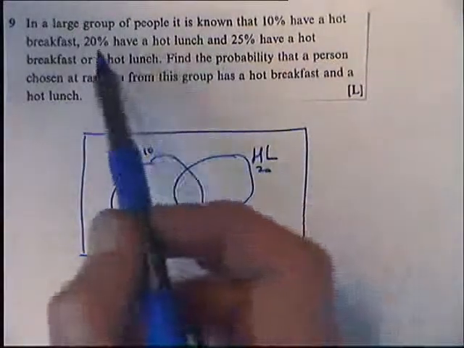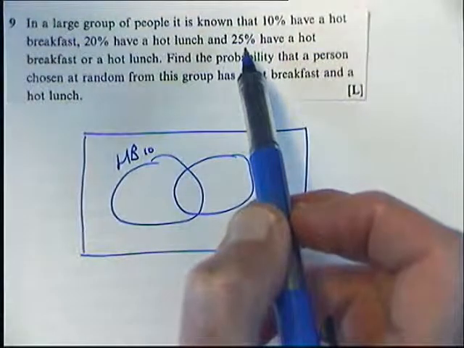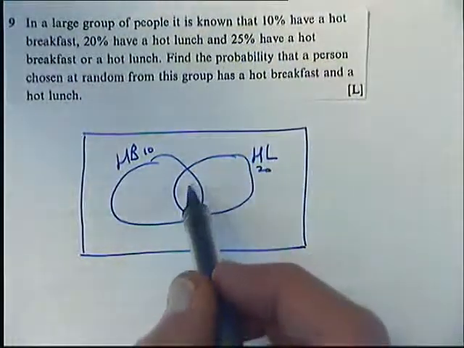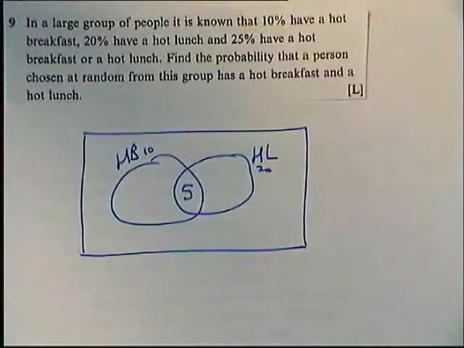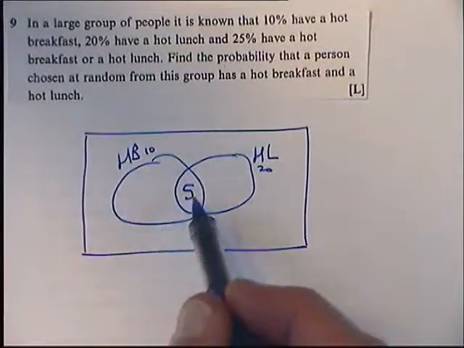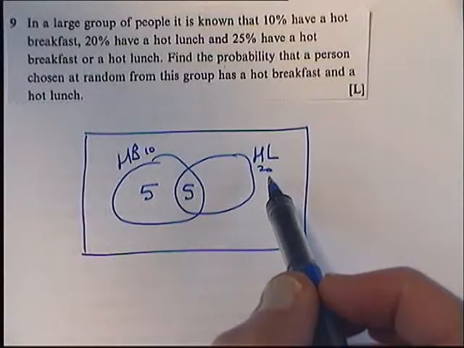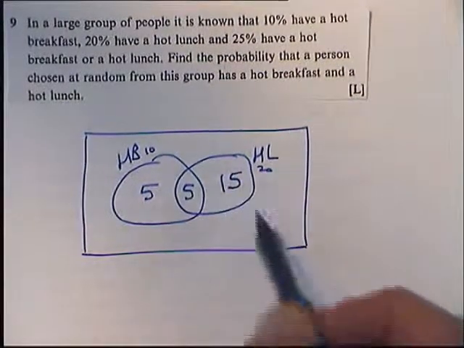If you just look at it, these two numbers here make 30, but altogether it's 25. So it's like there's 5 people that have to be double counted. So the 5 has to go in there. So we said 10 had hot breakfasts, so 10 need to be in this circle. I've got 5, I need another 5. Hot lunches, I said, was 20, and I've got 5 there, so that's 15.